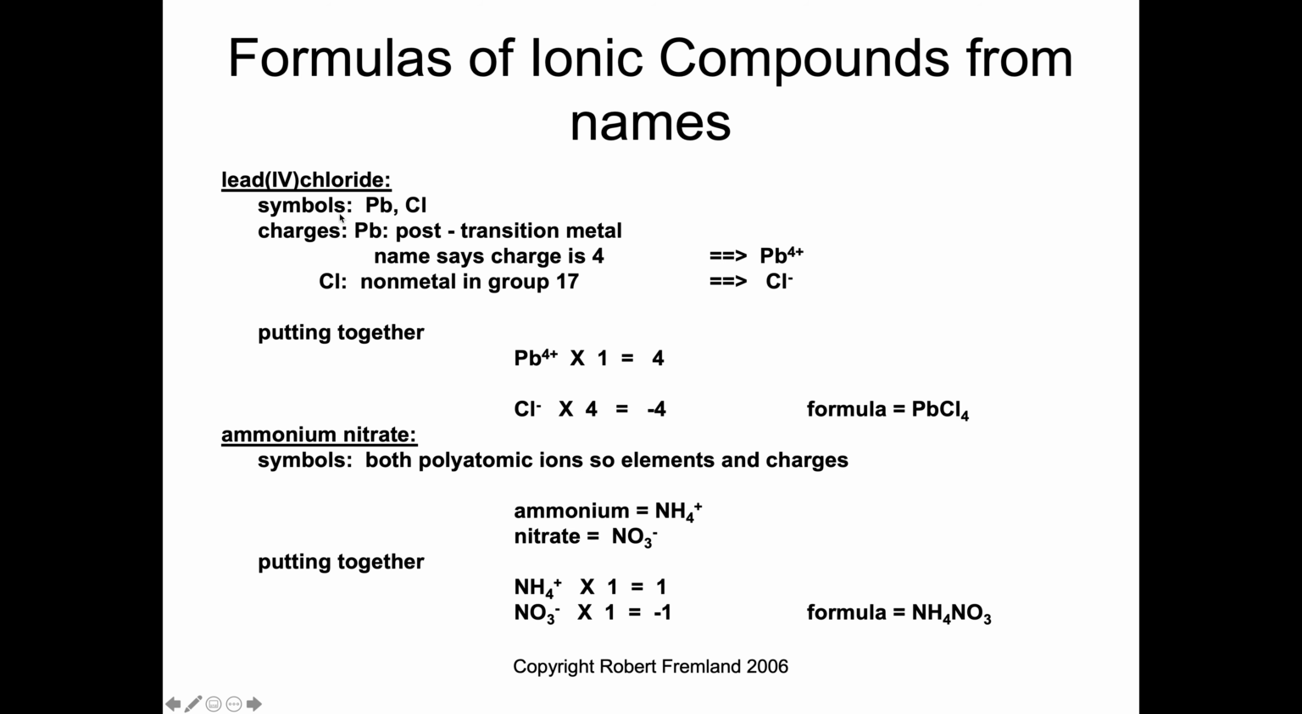All right, so lead 4 chloride. Lead, Pb, is in that part of the periodic table where we can't predict the charge. But the name says it's 4, so it's lead 4, with a +4. And chlorine is a nonmetal in group 17, Cl-. Putting them together to make the charges cancel, PbCl4. And then ammonium nitrate: both of these are polyatomic ions. In this case, it's 1 to 1, so we just write it like that, NH4NO3. We do not write N2H4O3. We're writing the ions as separate entities. That helps us know what kind of compound it is.